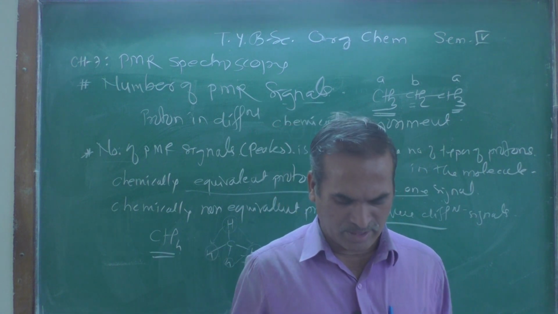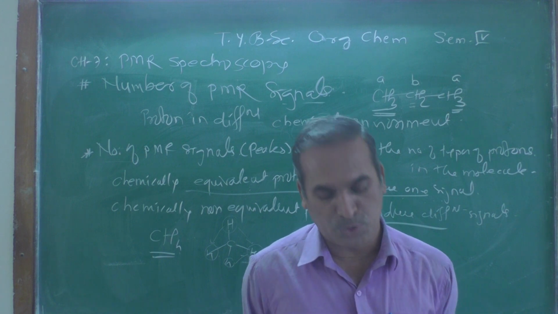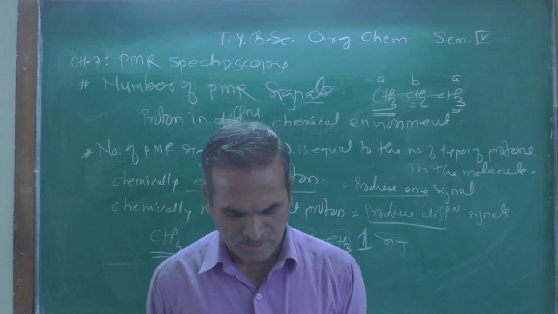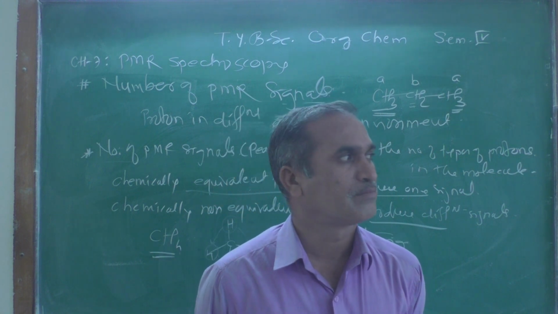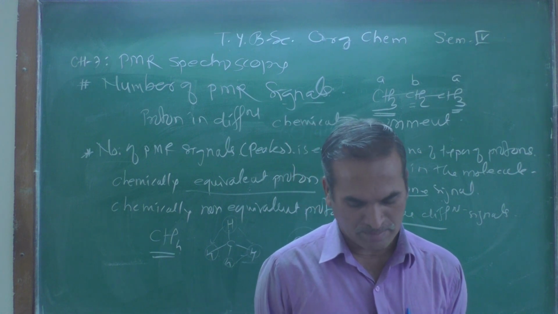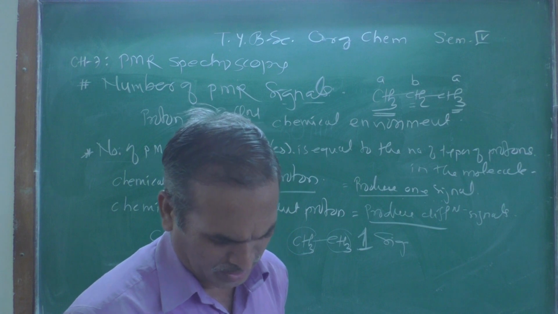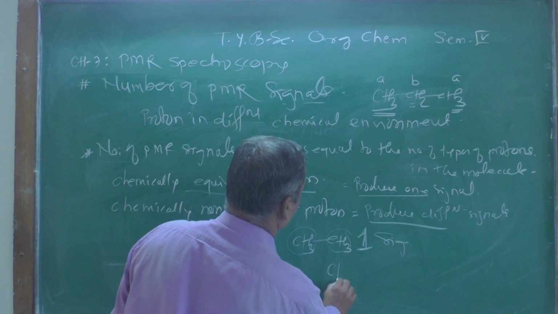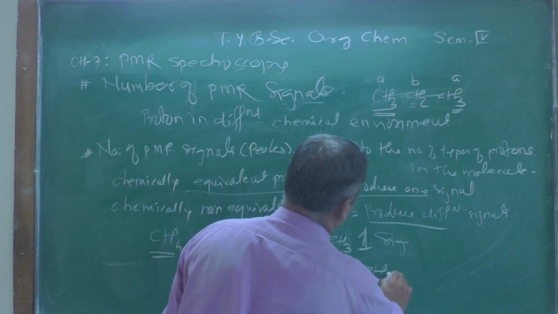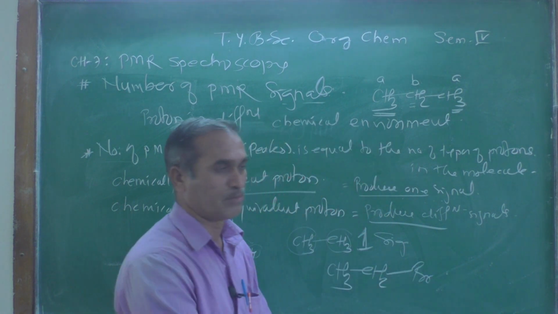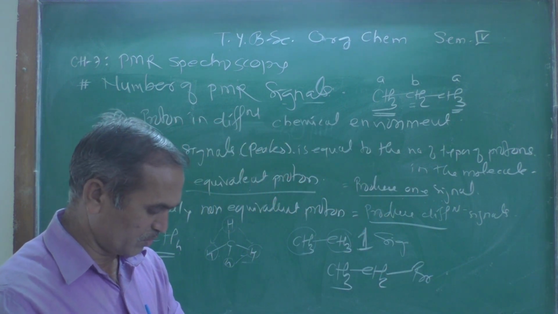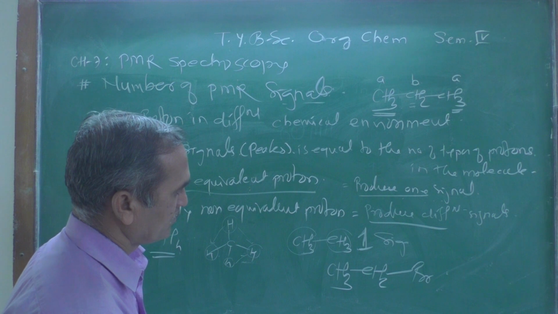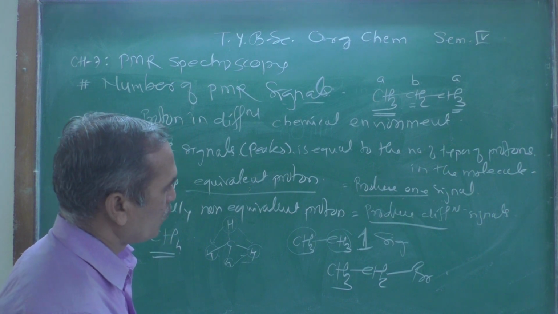Here one table is given. Table 7.2 shows the number of types of protons and the number of signals observed in the PMR spectrum. Now let's see another example: CH3, CH2, then Br. That is ethyl bromide, one of the simplest molecules. If you observe this compound carefully, what do you observe?